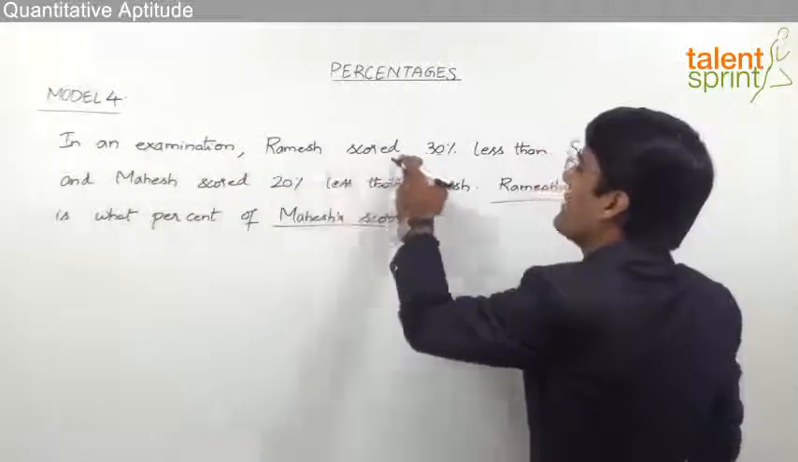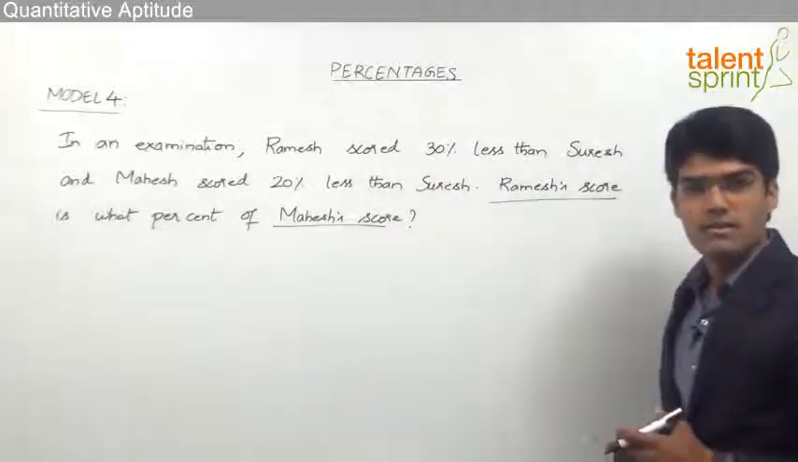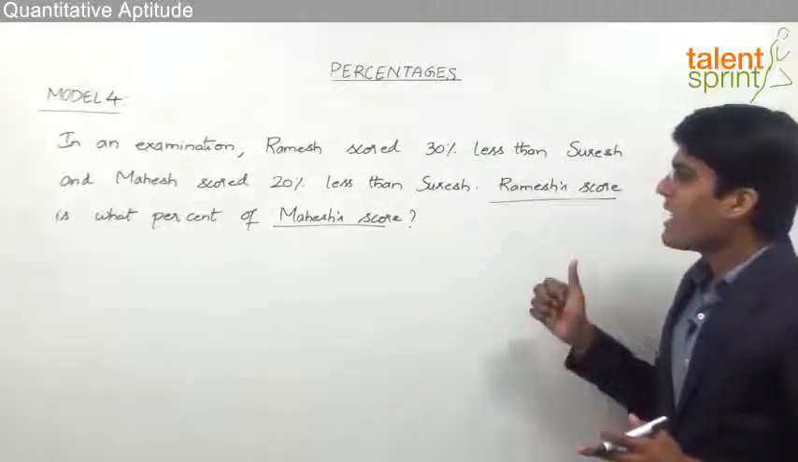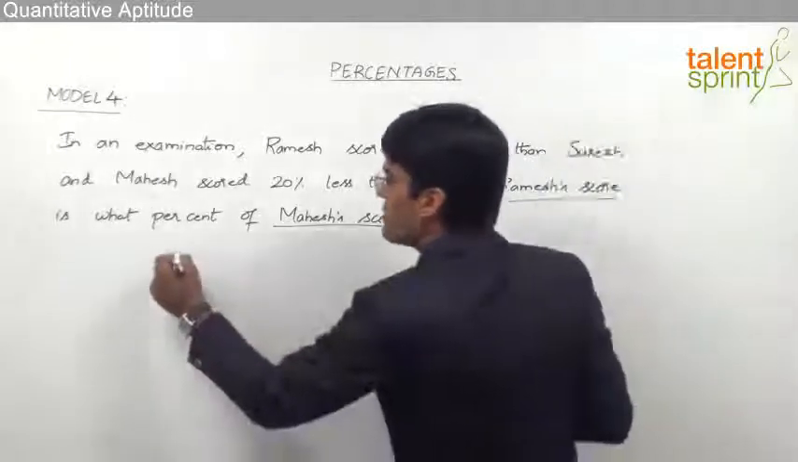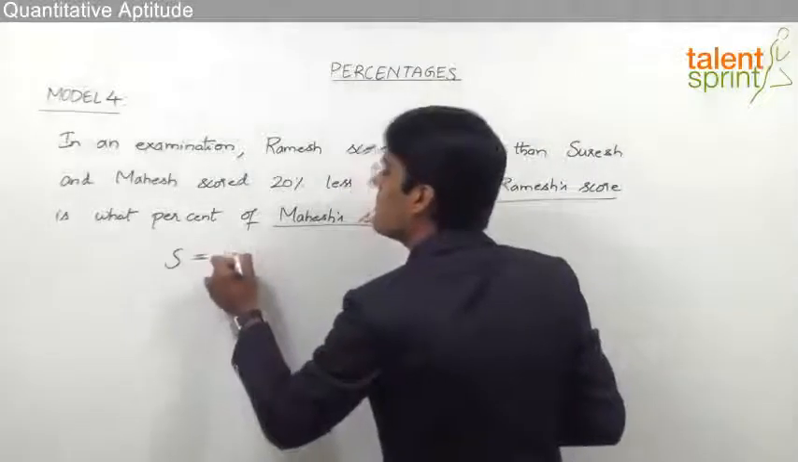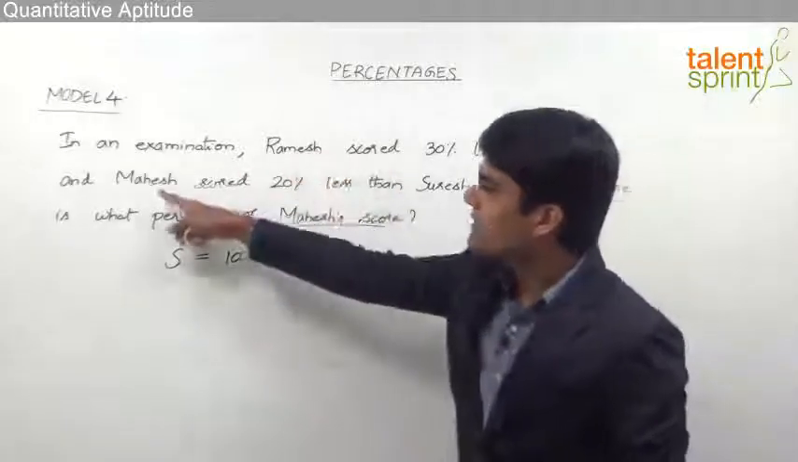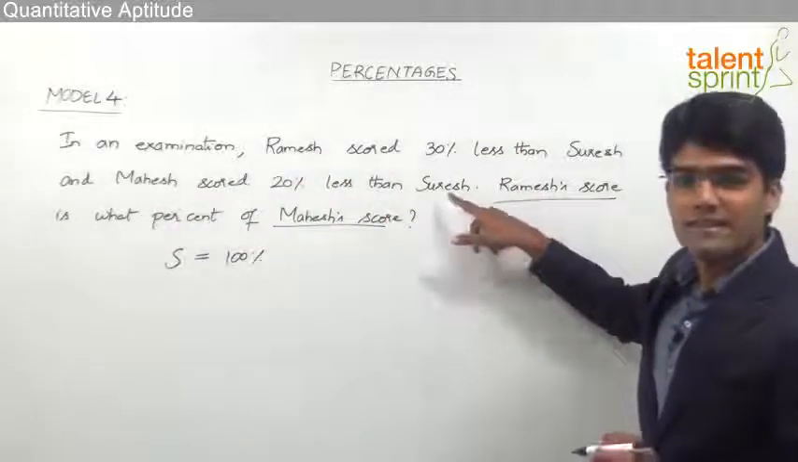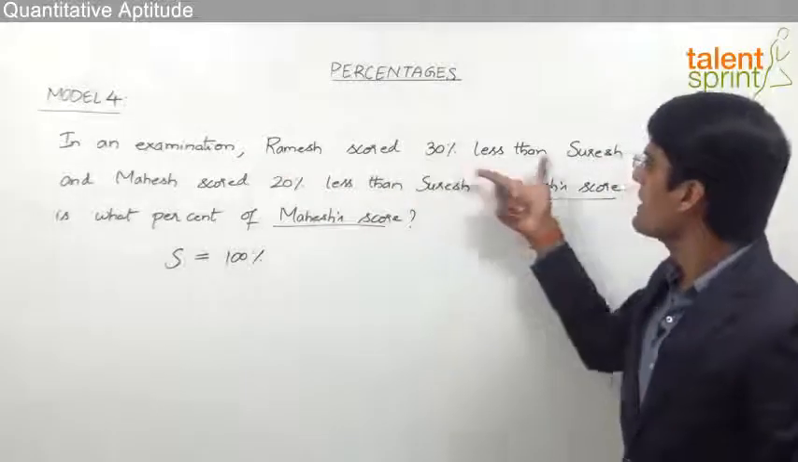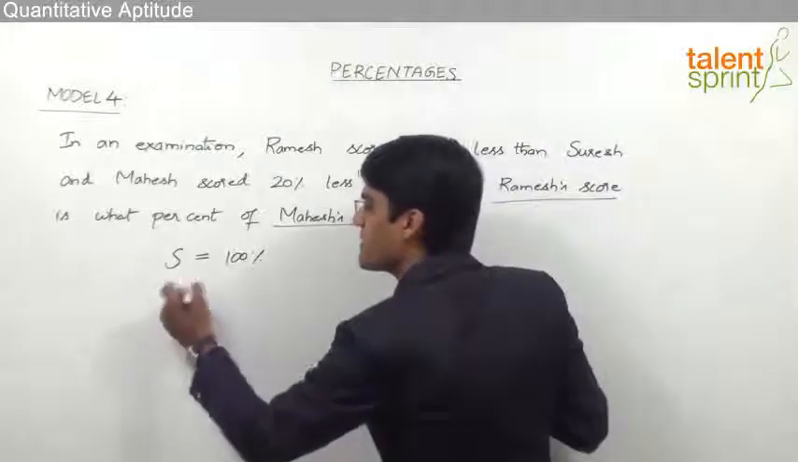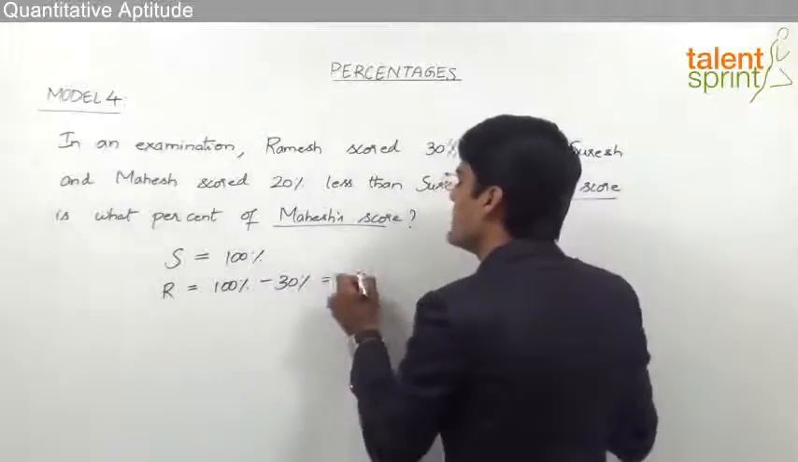Now the question says Ramesh scored 30% less than Suresh and Mahesh scored 20% less than Suresh. Nowhere in the question have the marks of Ramesh, Mahesh or Suresh been specified. So what we can do here is, let us assume that Suresh's score is equivalent to 100%. Why? Because we are comparing Ramesh's score and Mahesh's score with Suresh's score. So let us take the reference, that is Suresh's score, as 100%. Now as it says Ramesh scored 30% less than Suresh, we can say that Ramesh's score should be 100% minus 30%, which is equal to 70%.